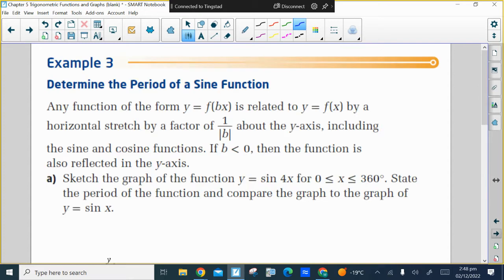So again, any function of the form y equals f of bx is related to y equals f of x by a horizontal stretch by a factor of 1 over the absolute value of b about the y-axis, including sine and cosine functions. And when b is negative, then it's going to reflect over the y-axis.